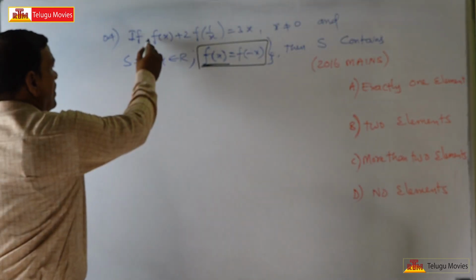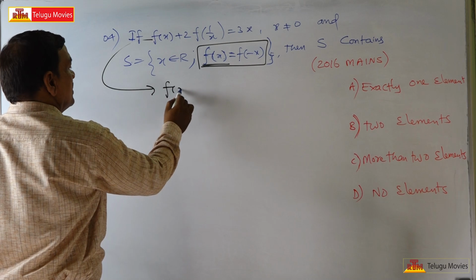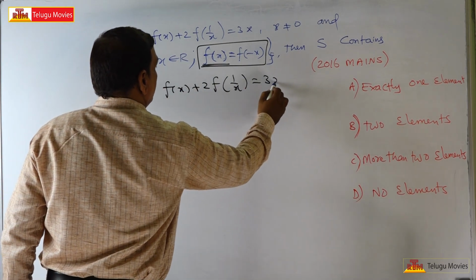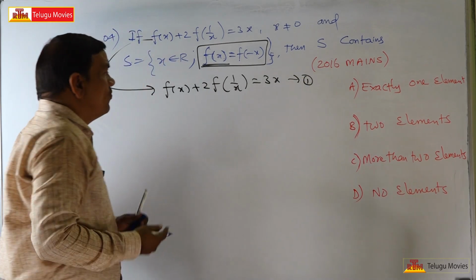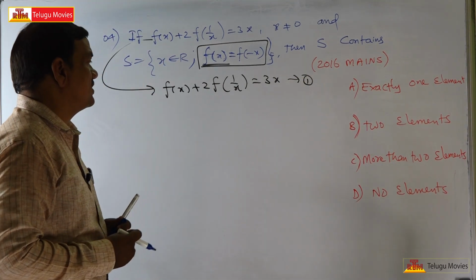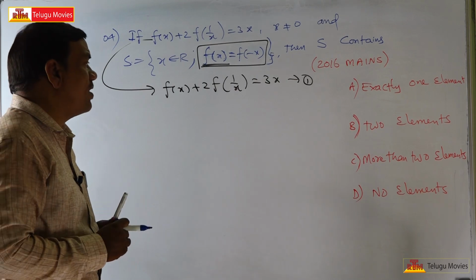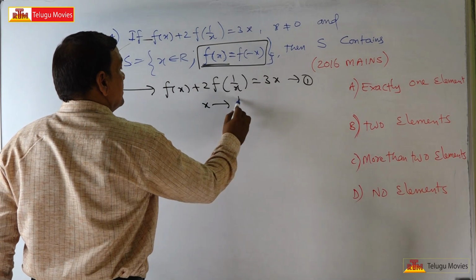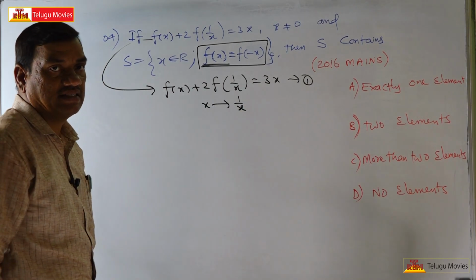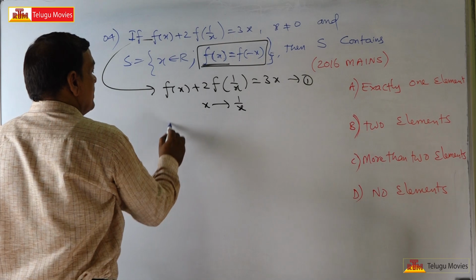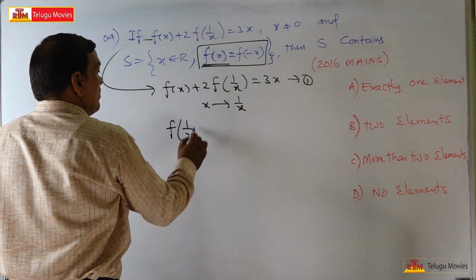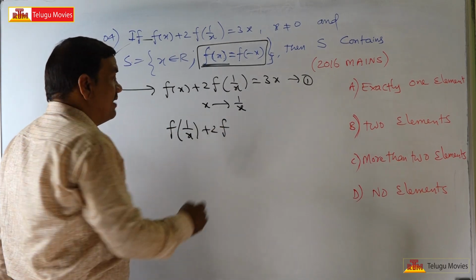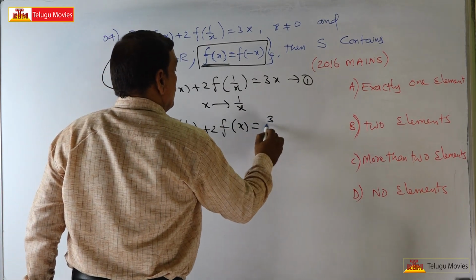For this, one relation is given. What is the relation? f of x plus 2 times f of 1 by x is equal to 3x. Call it the first equation. From this, you have to take f of x outside. How to? For this type of problem, there is a very, very easy technique. Wherever x is there, you replace it with 1 by x. So here x becomes 1 by x, plus 2 times f of 1 upon 1 by x, which becomes f of x, is equal to 3 by x.